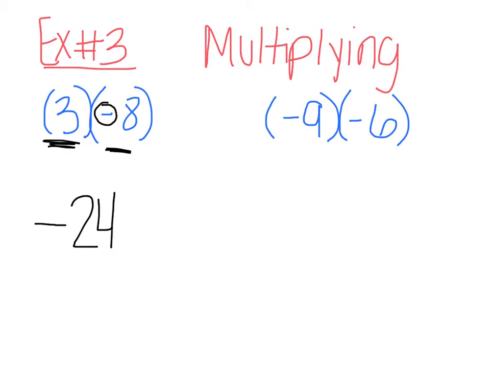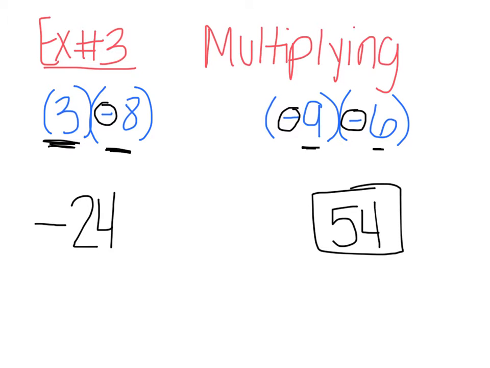Now we're going to do the second one, multiply like normal. 9 times 6 is 54. But this time we have 2 negatives. So that means they cancel each other out. They become positive. So it's just regular 54. So if you have 1 negative, the answer is negative. If you have 2 negatives, the answer is positive. And of course, if you have 2 positives, the answer is positive.